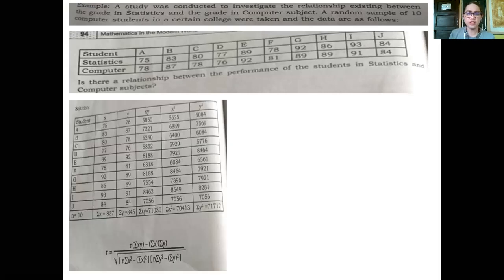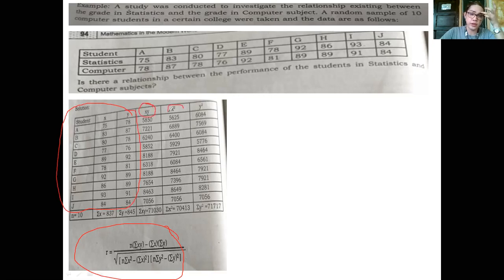Let's see. First thing that we're going to do: of course, you have to memorize the formula. After you memorize the formula, of course, you have to provide a table. So you are given 3 columns right away, these are given already. So all you have to do is just fill in your xy, your x squared, and of course your y squared. So how to do it? For your xy, you will just multiply 75 times 78. That gives you 5,850, so on and so forth. To get your x squared, you just square all the values of your x.